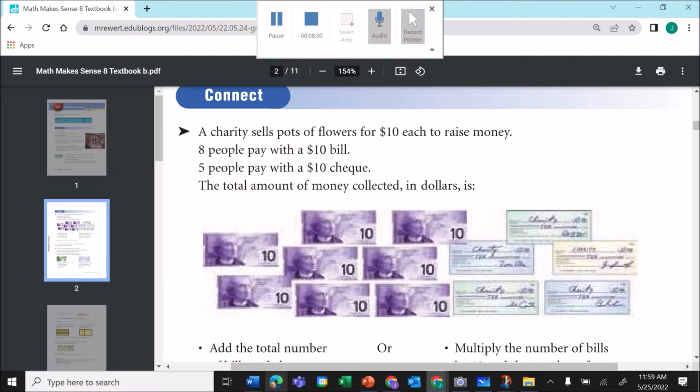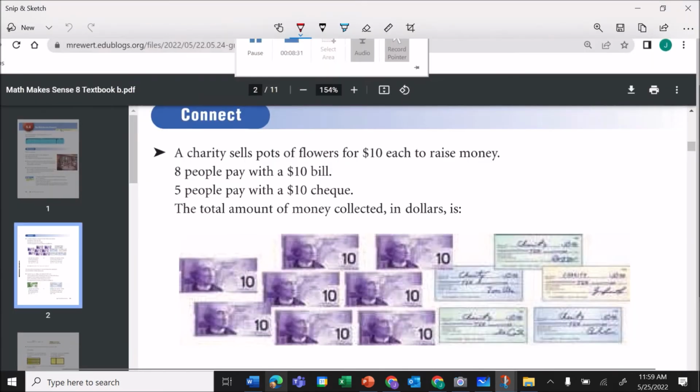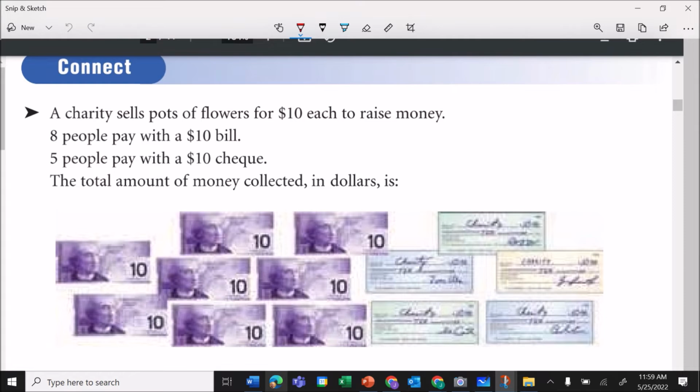That would work too. Okay, so let's take a screen snap here. These are some of the things that I've seen out there. We had a charity sells $10 each to raise money. So I saw this. I saw that. Everyone's paying $10, right? 8 of them pay by check, 5 of them pay by money. Oh, the opposite. So would we get the right amount if we did it this way? That would work. Okay.